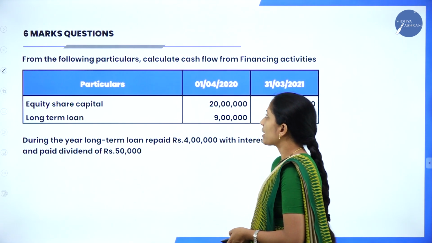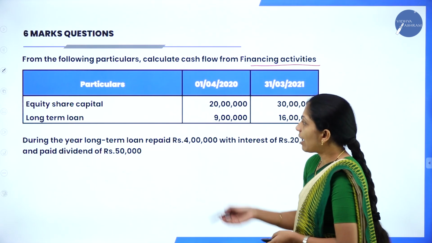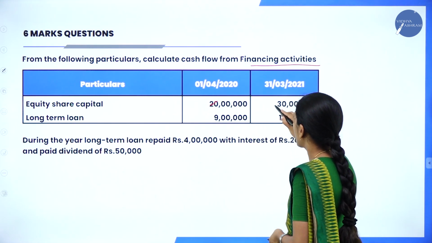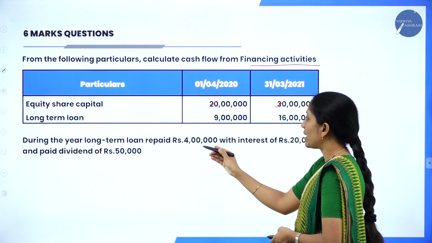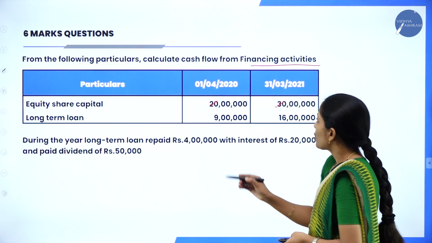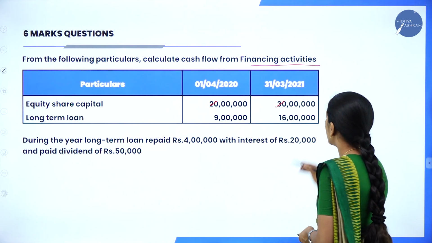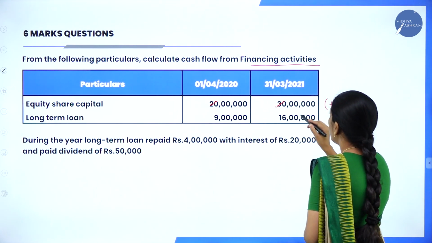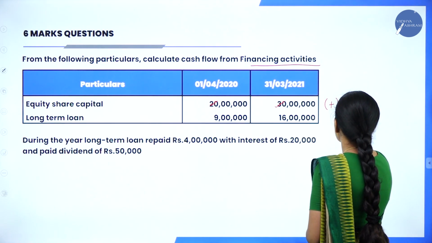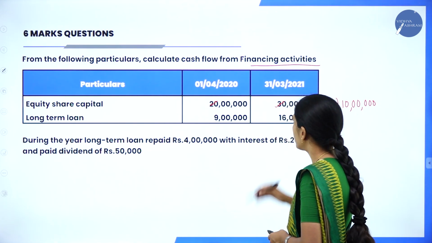From the following particulars, calculate cash flow from financing activities. Here also we have equity share capital, 20 lakh and 30 lakh. Let us see whether anything is given on equity shares. No, nothing. Earlier it was 20 lakh, now it is 30 lakh. So, plus 10 lakh. So, it has increased. Issue of equity share capital, that is plus 10 lakh.